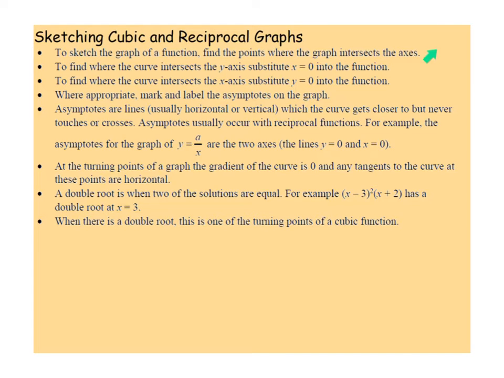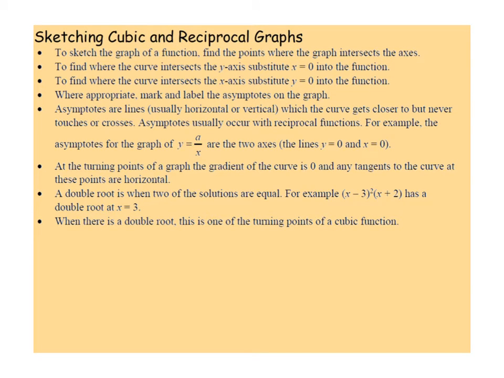So the first three really are about the same thing. If you substitute x equals 0 into a function, then you'll find the y-intercept, so the point where it intersects the y-axis. If you substitute y equals 0, then you'll find the x-intercepts. And when you're sketching a graph, it's important to label the intersects with each axis every time.